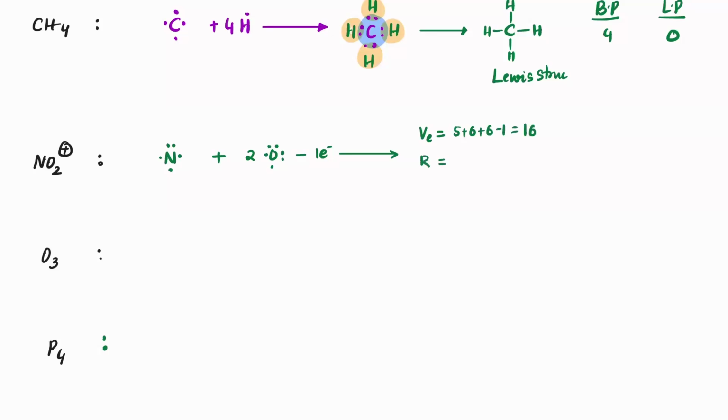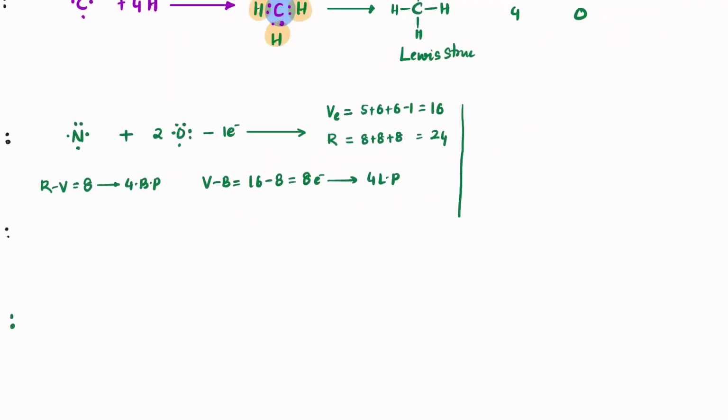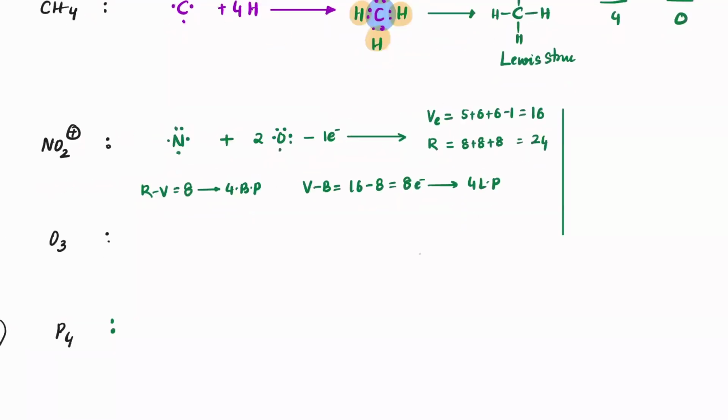Ideally, how many electrons are required? 8 plus 8 plus 8. So total 24 required. So R minus V is 8, which means 4 bonded pairs. And V minus B, bonded pairs will be 16 minus 8, which is 8 electrons or 4 lone pairs. So this is exactly like carbon dioxide, guys. The way we worked out for carbon dioxide, it is the same thing.